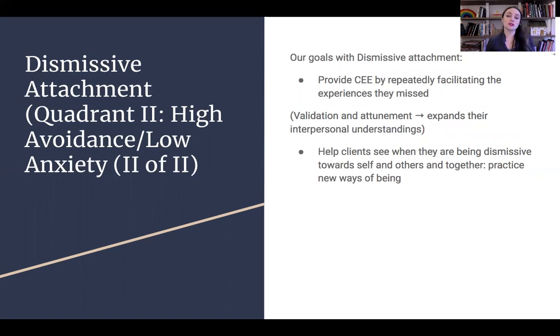Our goals with the dismissive attachment style is to provide that corrective emotional experience by repeatedly facilitating the experiences these clients missed as children. And this validation and attunement expands their interpersonal understandings. So we want to help clients see when they're being dismissive towards themselves and others, and then together collaboratively practice new ways of being that they carry out into the world.